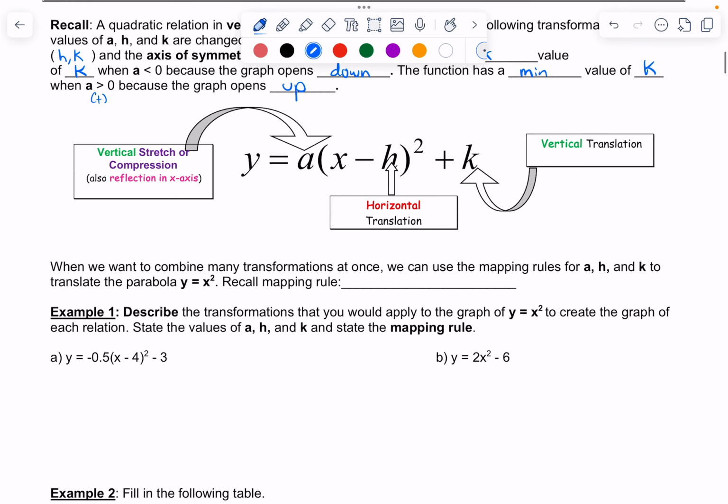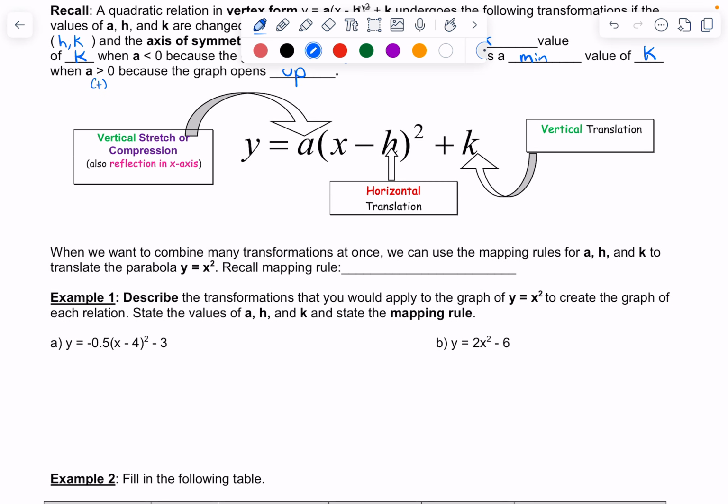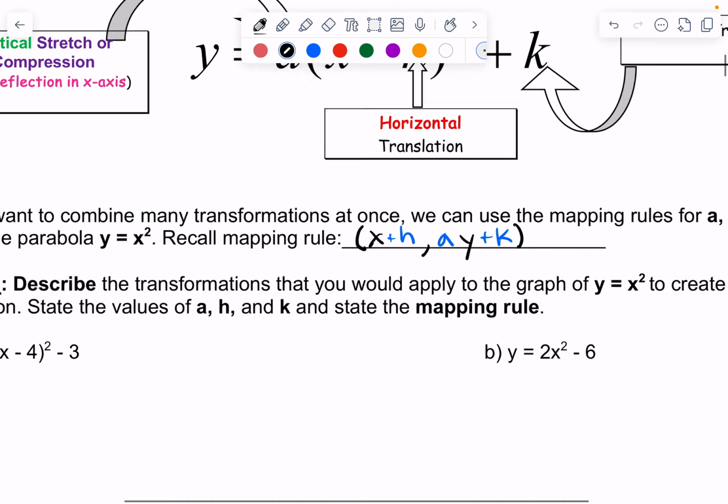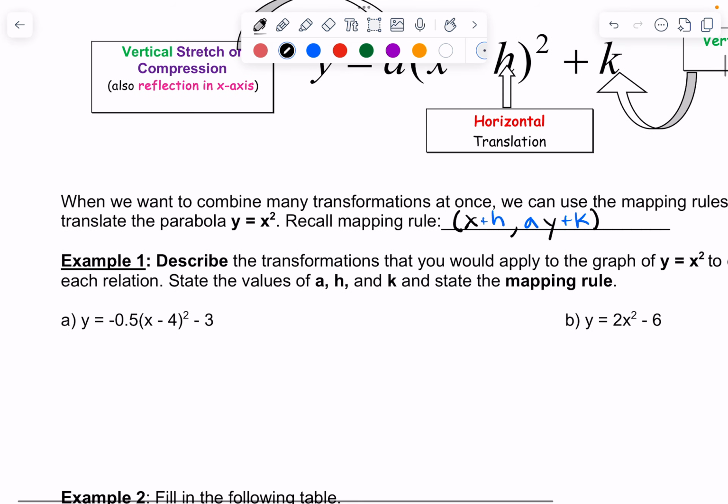Okay? So when we want to combine many transformations at once, we can use the mapping rule for a, h, k to translate the parabola of y equals x squared. So recall, the mapping rule is you take your x values and you add the h to them. You take your y values and you multiply them by a and you add your k values. And that's it. And so the a and the k affect the y's and the h affects the x values.